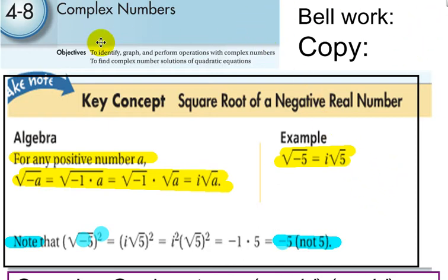Okay, so today we're moving on to 4-8 complex numbers. Our objective is to identify, graph, and perform operations with complex numbers. That's what we're going to do today. Tomorrow we're going to learn to find complex number solutions of quadratic equations.